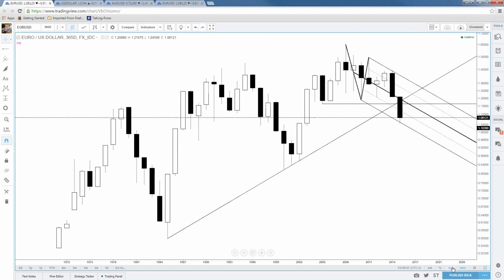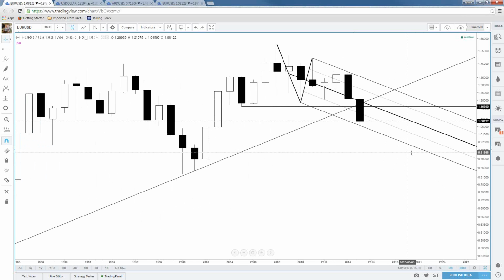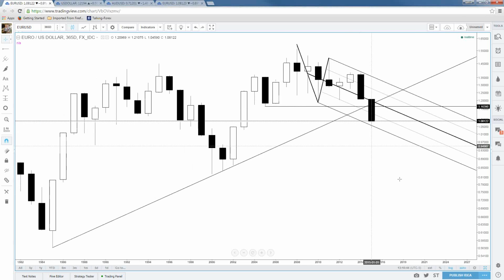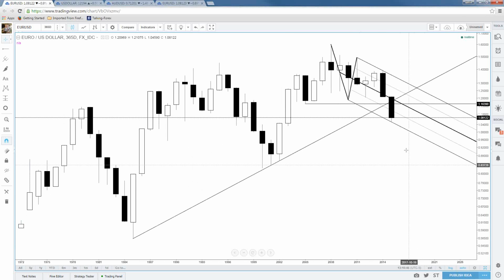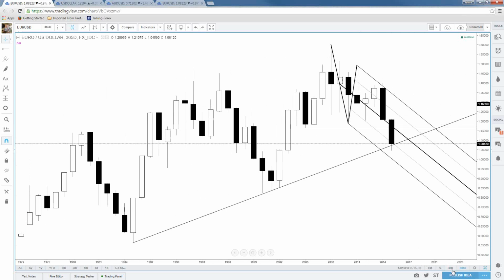If you look at log scale, we obviously broke it earlier this year, and we find ourselves actually at parallel channel support at the low. When it comes to the euro, I would argue that the chart, because of the presence of this line, suggests that you get a correction more or less now rather than later.